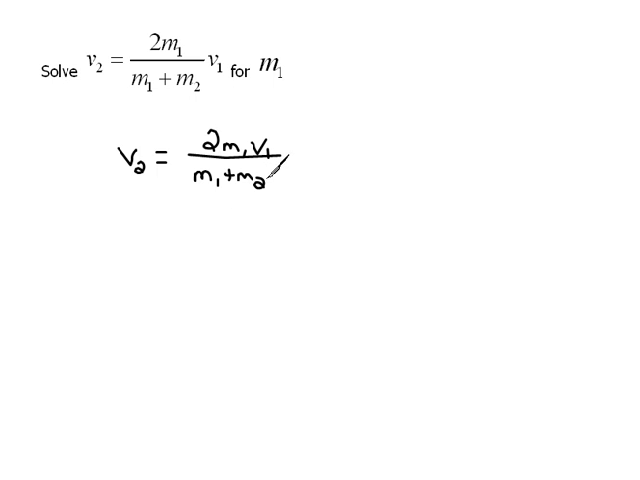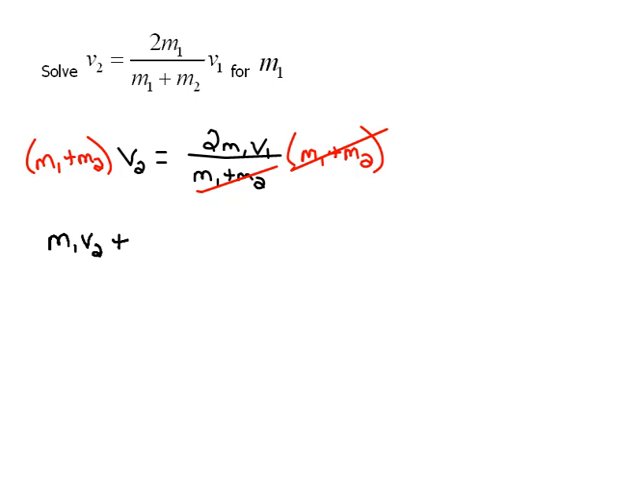Now let's get rid of this denominator. We don't want this fraction for us to have to deal with, so let's multiply both sides by M1 plus M2. That way we get rid of the fraction and we don't have to worry about looking at that anymore. Now let's distribute our V2 on the left, so we'll have M1 V2 plus M2 V2 equals 2 M1 V1.